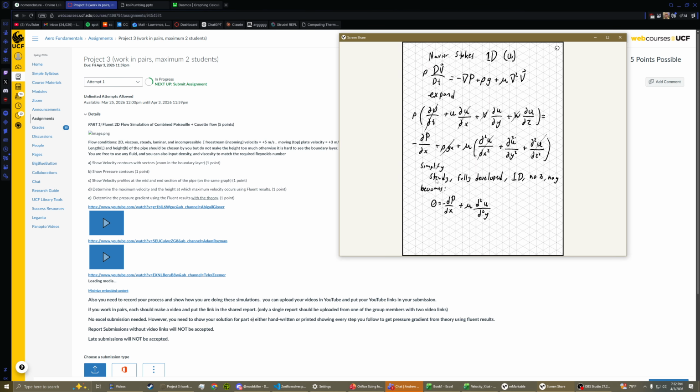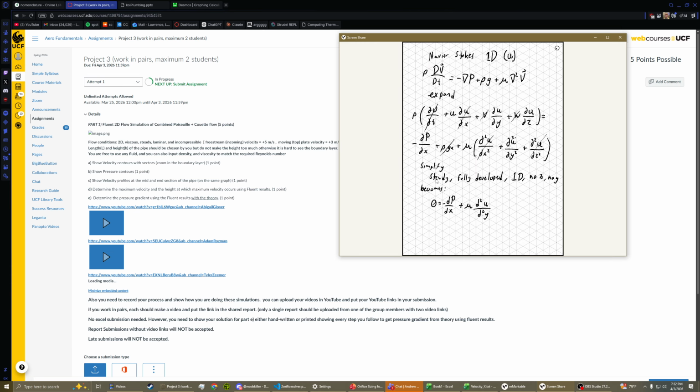So starting with the Navier-Stokes equation, we want to first expand it out. We break open that material derivative and that del section there. And then from that, we're going to simplify down. So because it's steady, we don't have to worry about our du/dt. Fully developed, the flow isn't changing with x.